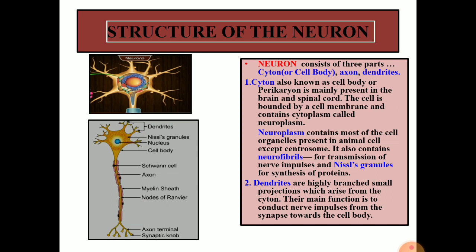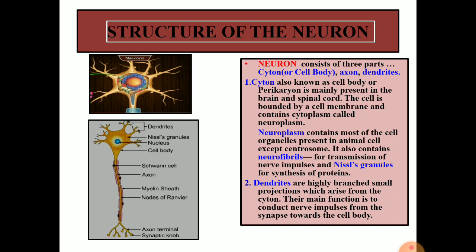It contains certain special structures called the neurofibrils which help in transmission of nerve impulses, and also the Nissl's granules which are present around the nucleus. Actually, the Nissl's granules are small parts of the rough endoplasmic reticulum, and they are responsible for synthesis of proteins.